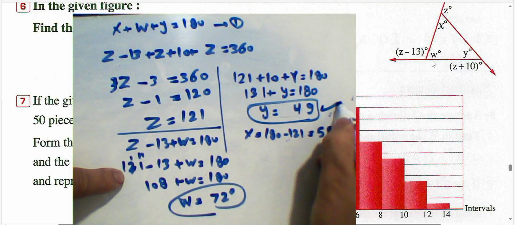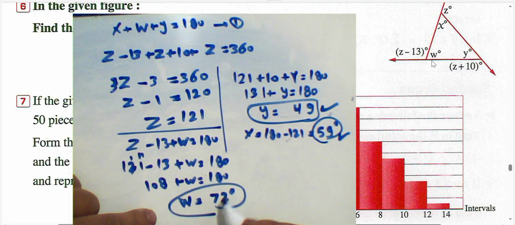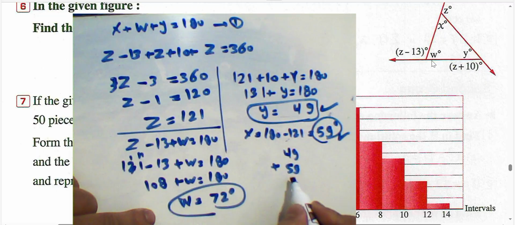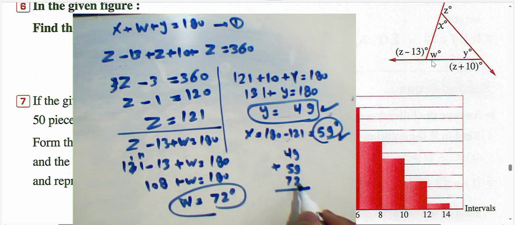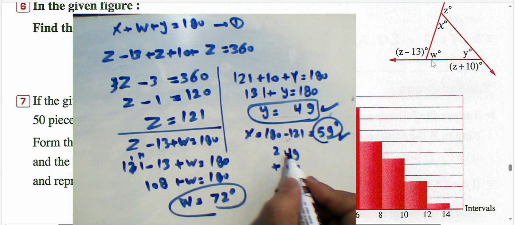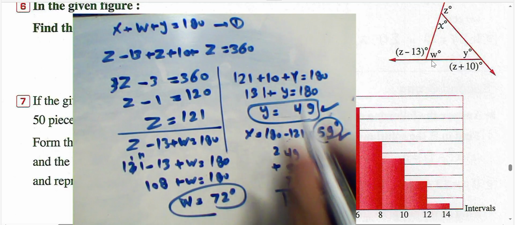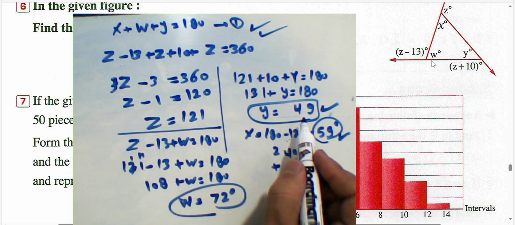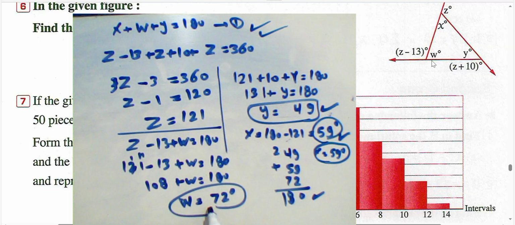Then we have first y equals 49, x equals 59 degrees, and W equals 72. If we collect them together, 49 plus 59 plus 72 equals 180. The sum of the interior angles equals 180, so it is correct. The measure of angle y equals 49, x equals 59 degrees, and W equals 72.